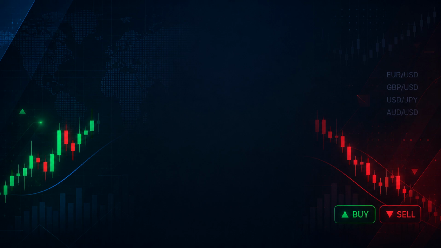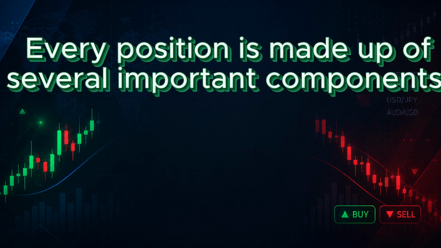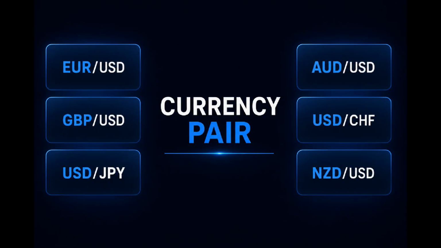Every position is made up of several important components, and each one plays a specific role in your trade. The first is the currency pair. This is the market you're trading, such as EUR/USD or GBP/USD. Every position begins with choosing the currency pair you want to trade.